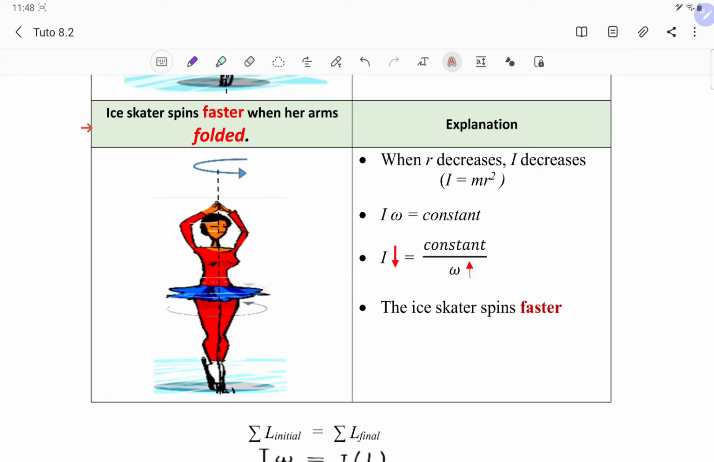The next situation is when the ice skater spins faster when her arms are folded. The ice skater folds her arms, so this will decrease the r. When r decreases, I decreases. A decreased I means less resistance, so it is easier to rotate. So when I decreases, the omega will increase. The angular velocity is increased, meaning that the ice skater spins faster.